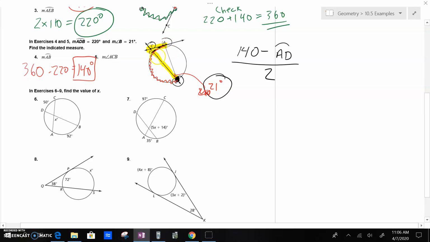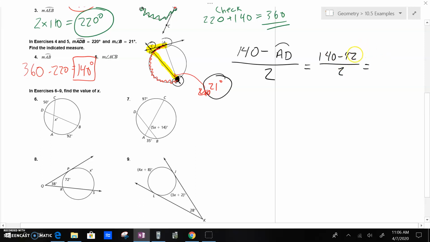And it's got an intercepted arc that's going to be double it. So that was in the previous section. We're going to take that 21 and we're going to double it to get that arc length. So that's going to be a 42. So I'm going to take that 42 and plug it in here. And again, that's relying on you having that information from the previous section.